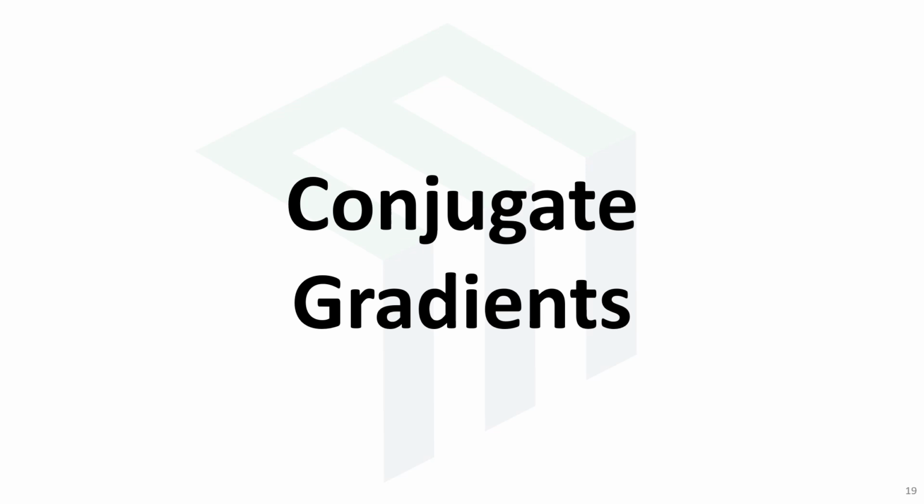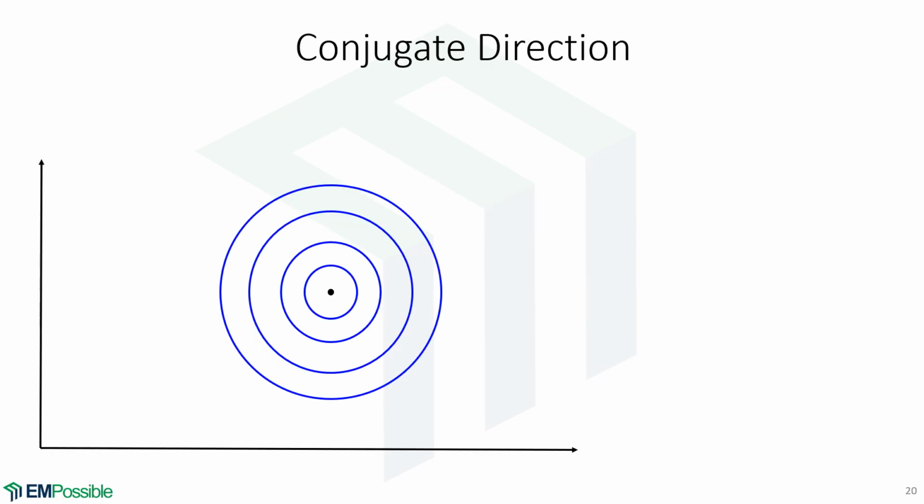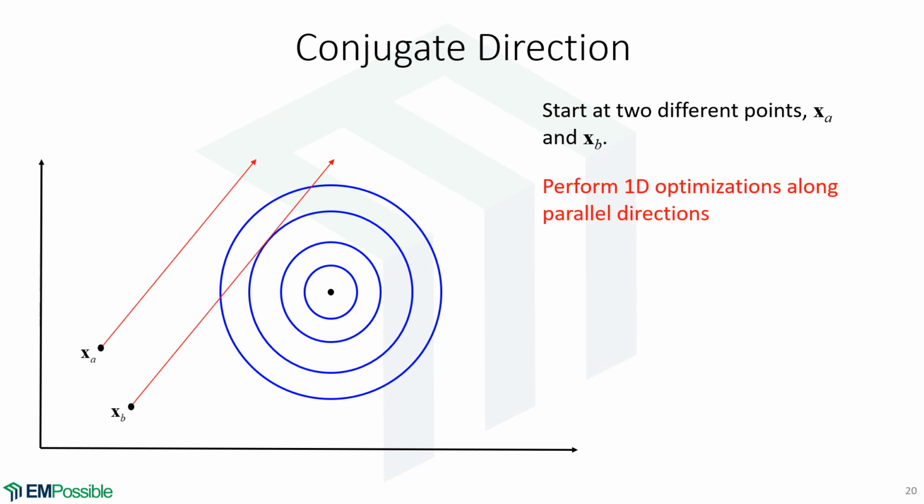Conjugate gradients. What we're looking at here is some function and its isocontour lines. Yes, these are perfect circles, but it does not have to be. So what is a conjugate direction? Let's start by picking 2 points, any 2 points, just not the same point. Then what we're going to do is perform one-dimensional optimizations in any direction, but we'll pick the same direction for XA and XB. So they're parallel directions, but we could have chosen any direction. Along those, we will do 1D optimizations, and that will lead to 2 extremas. And we'll label those as X1 and X2.